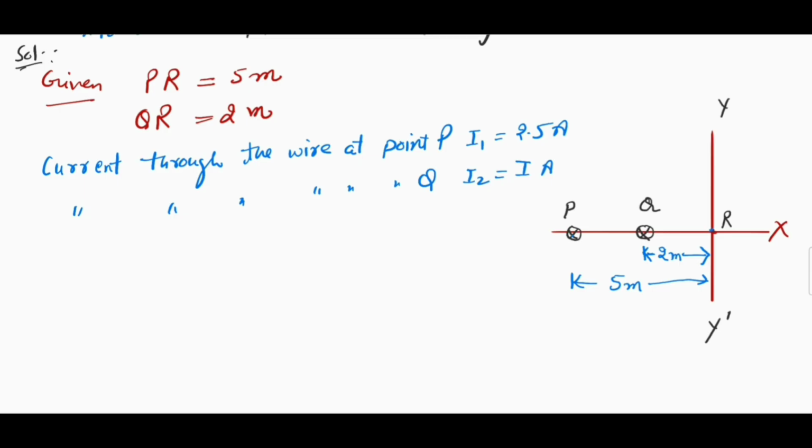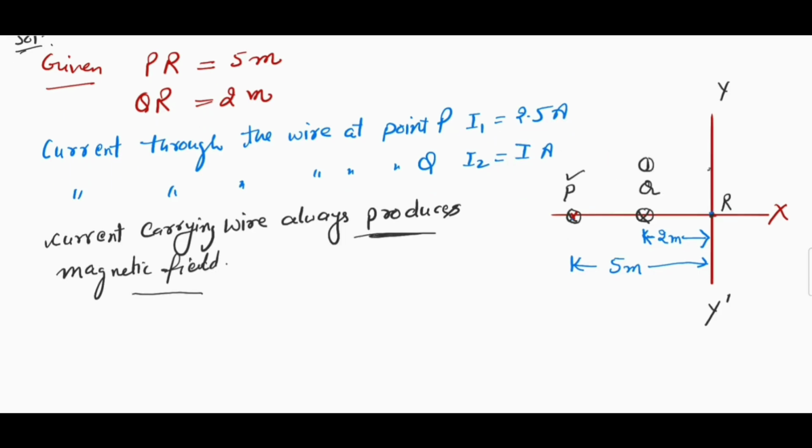The distance of the wire at P from the point R is 5 meter, and the distance of wire Q from R is equal to 2 meter. I have written here, and the current through the wire at P, I1, is equal to 2.5 ampere. This is also given, and the current through the wire at Q, which is I2, is I ampere. This is also given, and this we have to find.